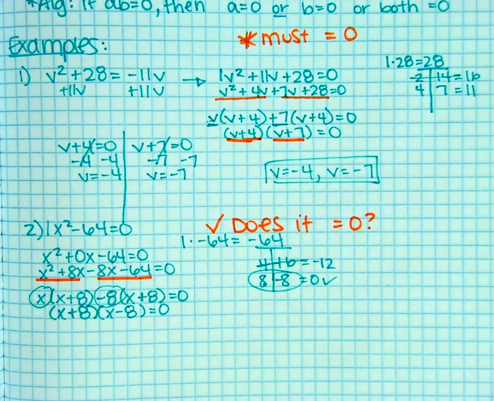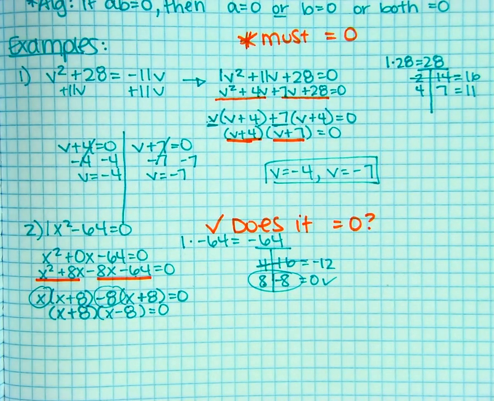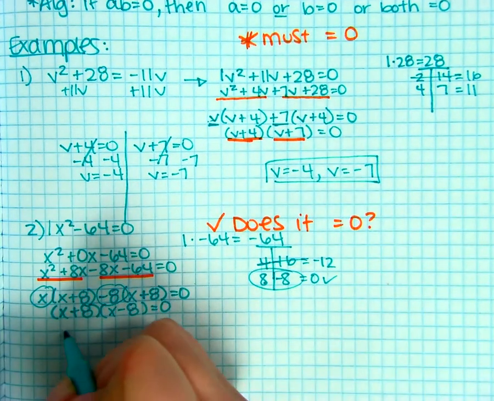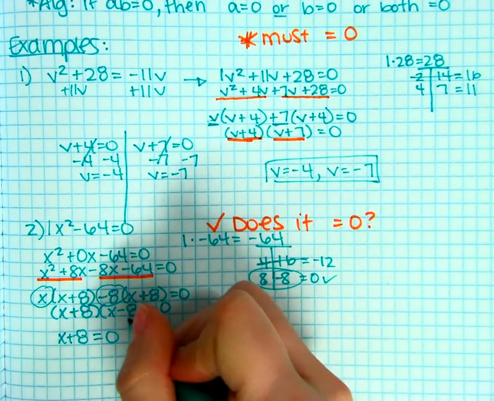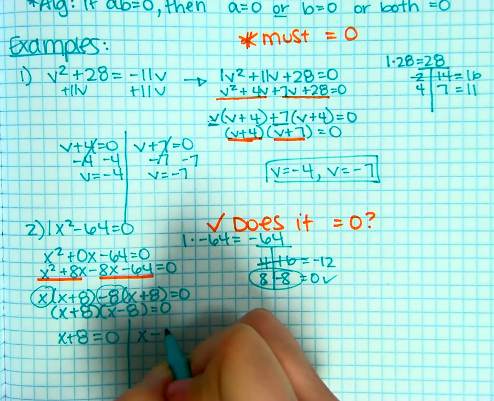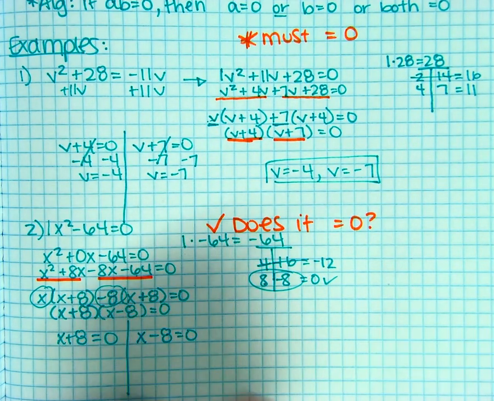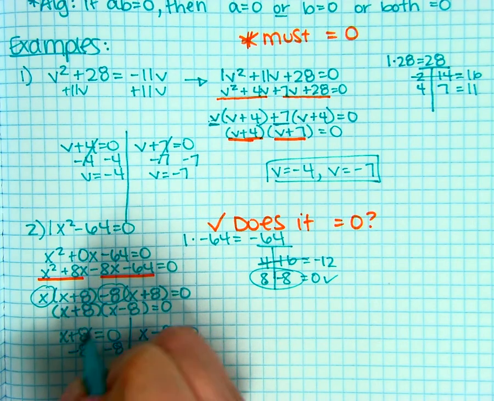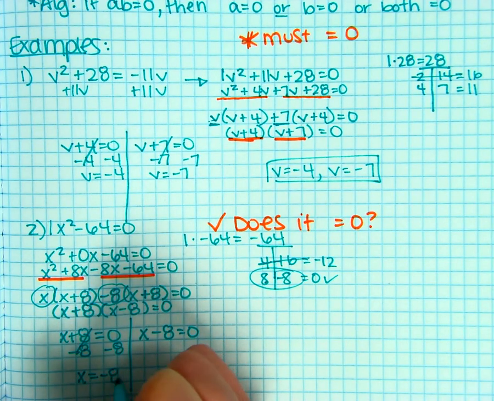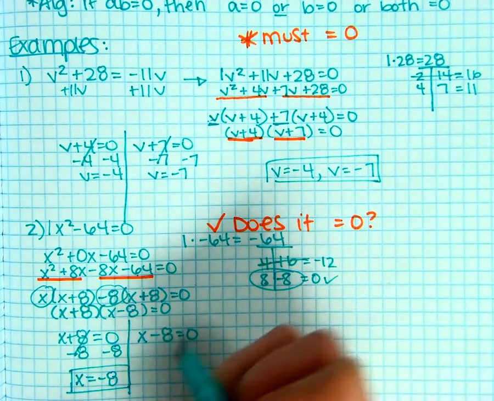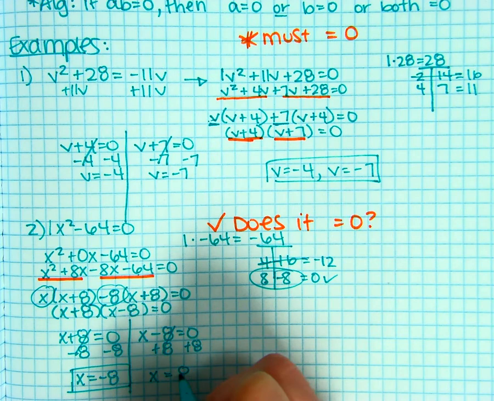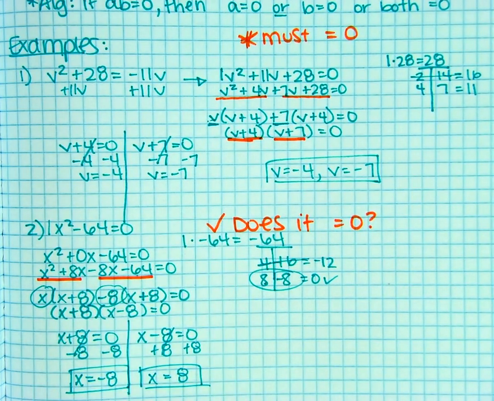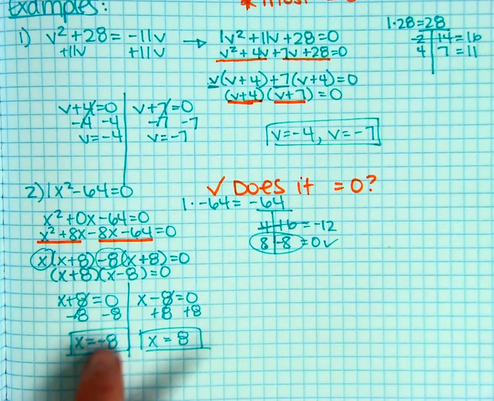Okay, I want you to pause the video and try to figure out what is our next step. We need to take x plus 8 and set that equal to 0 because that's in one parentheses. And then we're going to do that again for over here. So minus 8, and we're left with x equals negative 8, plus 8 plus 8. We're left with x equals positive 8. So those are my two answers. It's got to be one or the other.